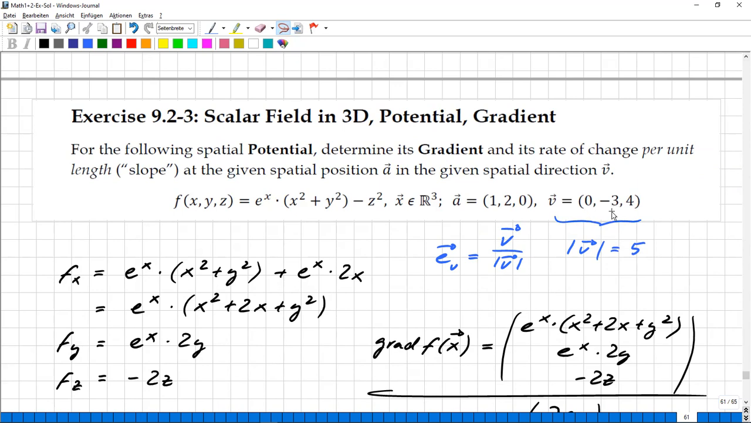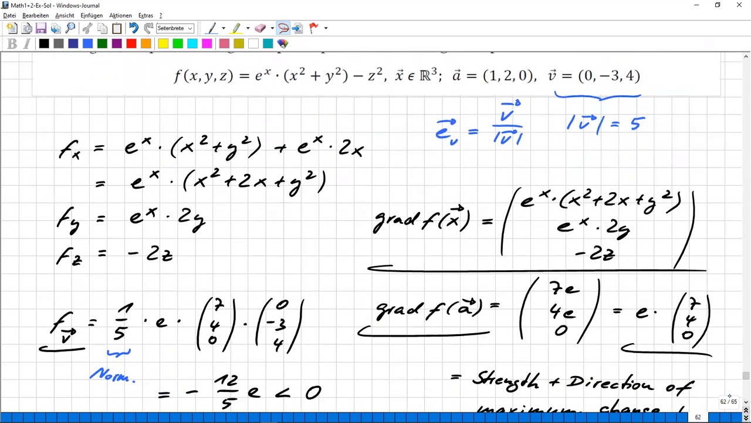That's it. And that's the way we get the rate of change per unit length. Now, what we have to do is, after having calculated the gradient, remember, the gradient gives you the direction and strength of maximum functional increase. Actually, we can now insert our point in space with coordinates (1, 2, 0). I'm doing so. Well, I get e^1 times 1 squared plus 2 squared, which is 1 plus 4, which is 5... so I get 7 times Euler's number e.